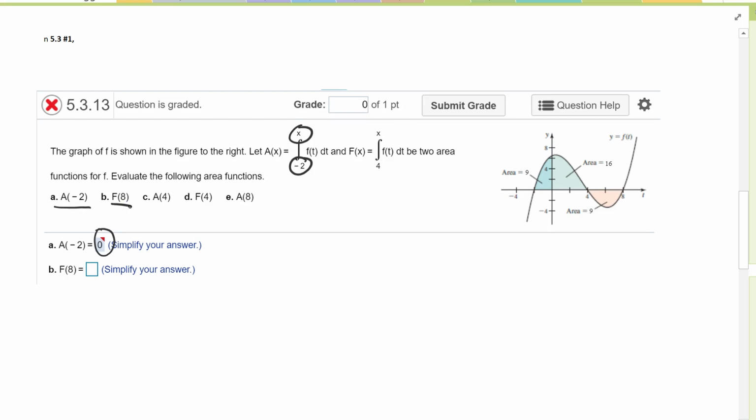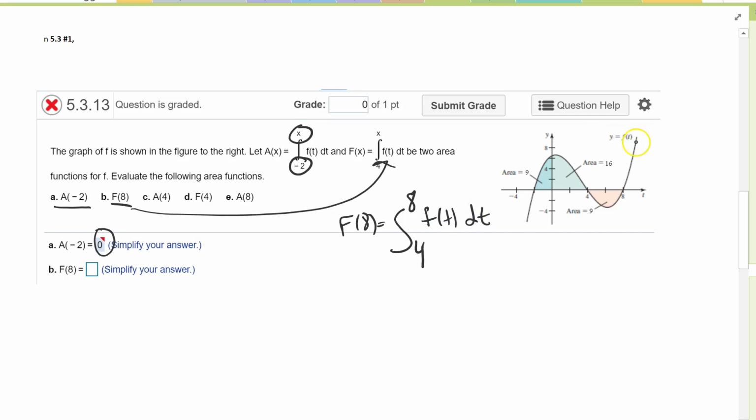So f at 8, so here we're looking at this one, so f at 8 would be the integral from 4 to 8 of f of t with respect to t. So looking at this function, I'm integrating from 4 to 8, and that area would be 9, which is given from the graph, but it's below the x-axis. So you have to be careful if you're looking for f of x or you're looking for a of x. A of x is an area, and it's always going to be positive. F of x is going to be the value of the function, well, in the area, and it can be positive or negative.